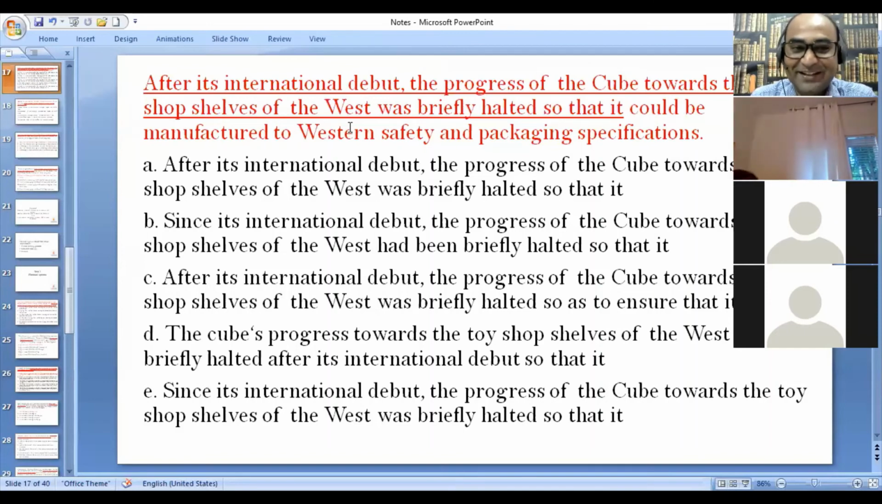After its international debut, the progress. So the progress cannot get a debut. Why? Because progress is progress. We need an object for an international debut, and that is the cube. But as per option A, it is progress. As per option B, it is progress. As per option C, it is progress. As per option E, it is progress. So in all four options, there is a very common problem, and that is progress is going to debut. Progress is in existence. That's why D is the answer.